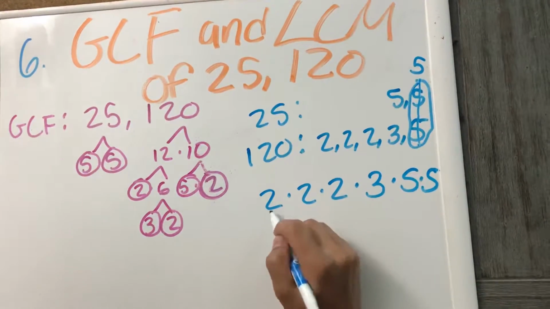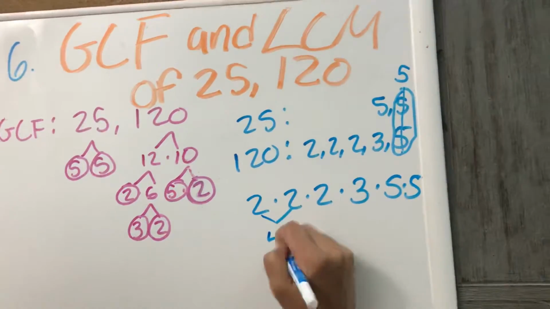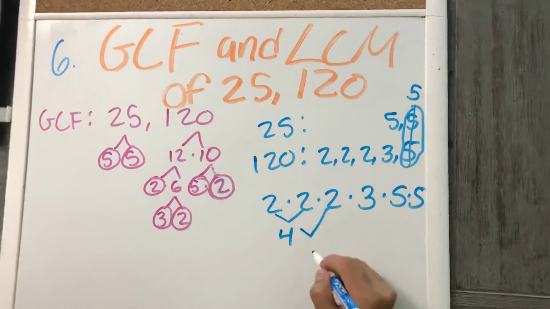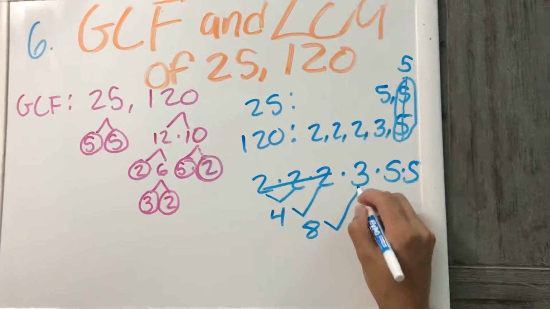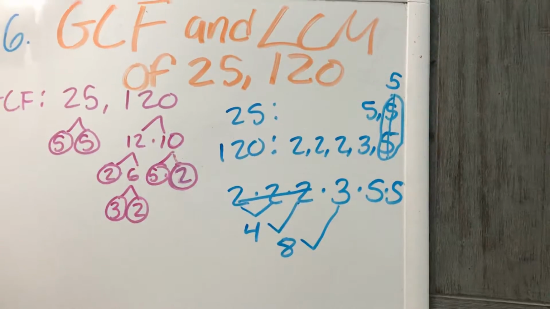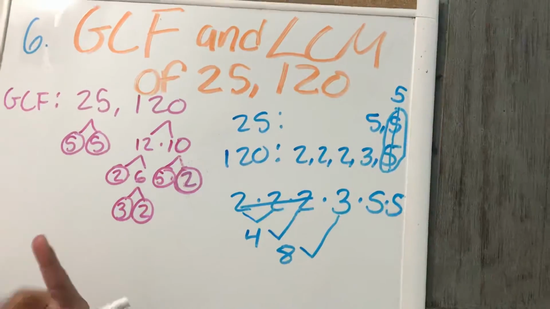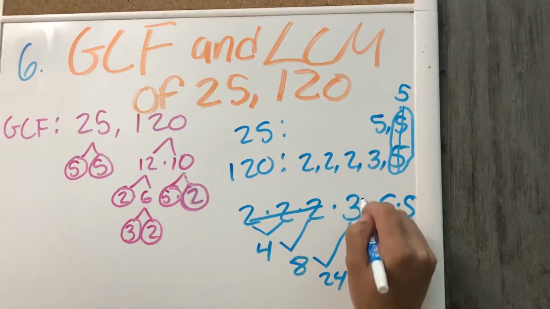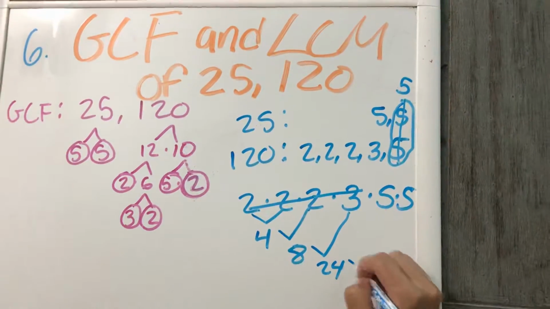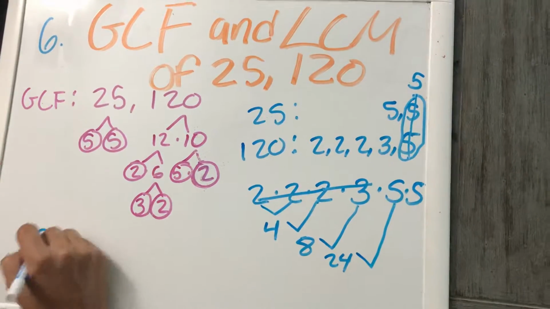And when you do that, we know that 2 times 2 is 4. 4 times 2 is 8. We've used all these. 8 times 3 is 16, 17, 18, 19, 20, 21, 22, 23, 24. We have used this one. Now 24 times 5, let's figure that out.